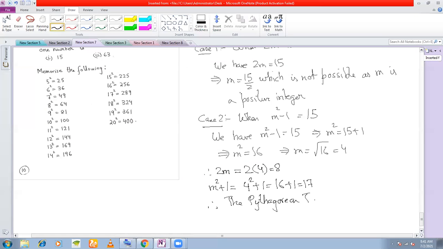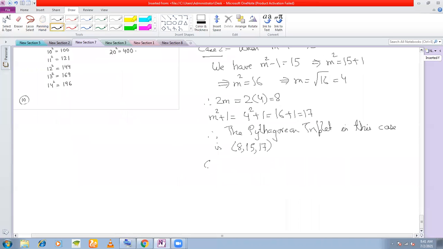In this case it is 8, 15 and 17, right? So in this case we are getting a triplet.